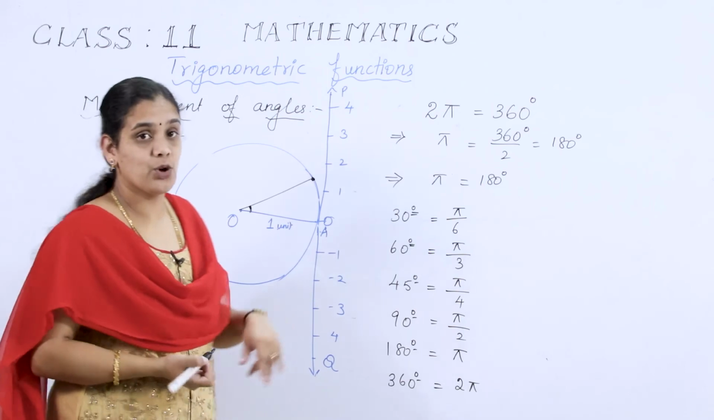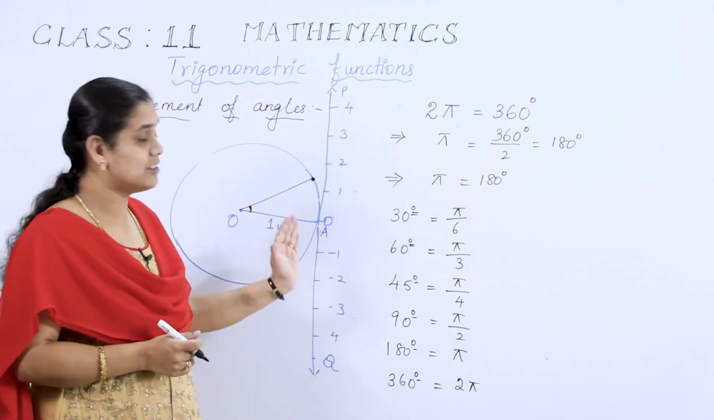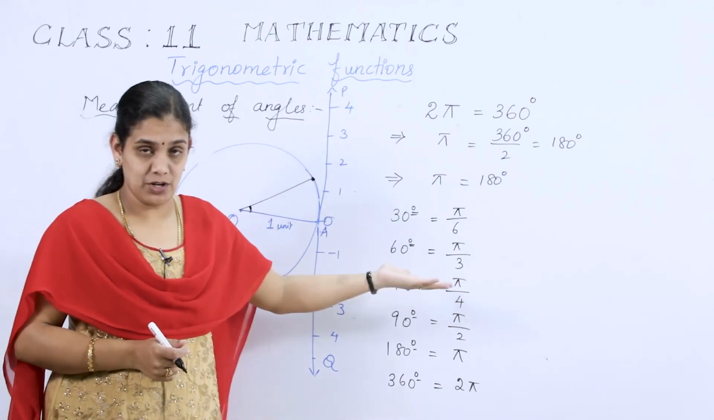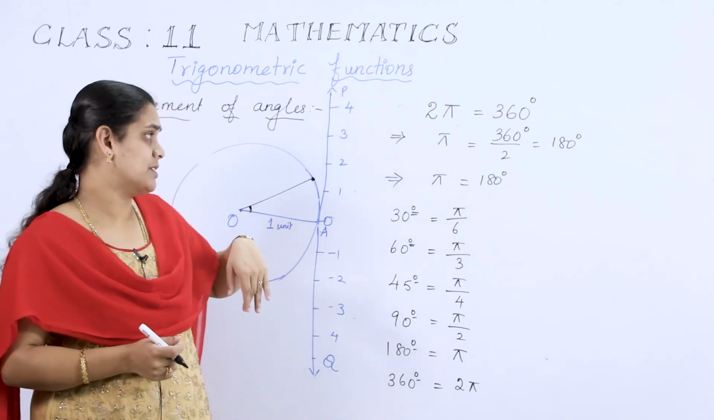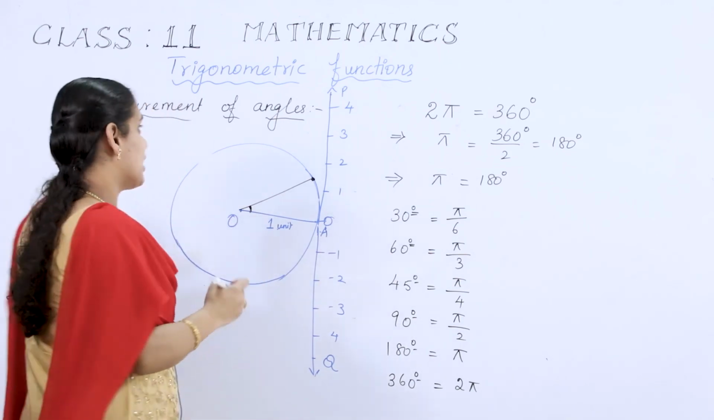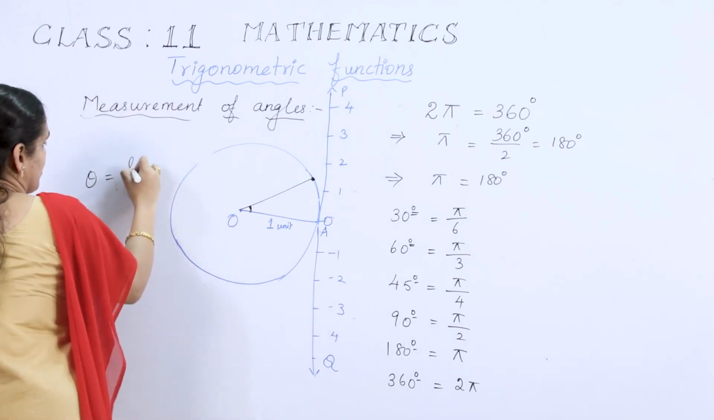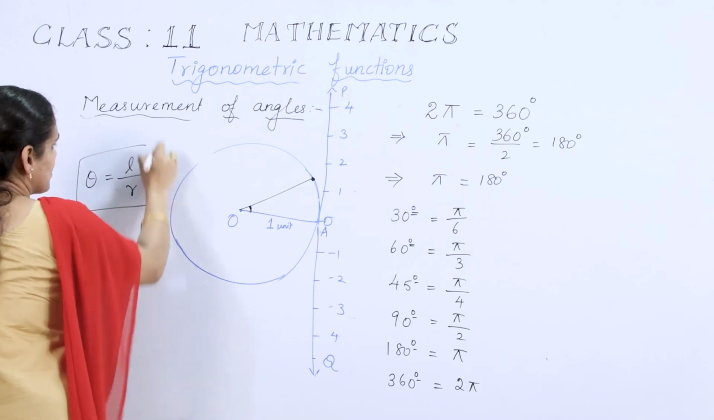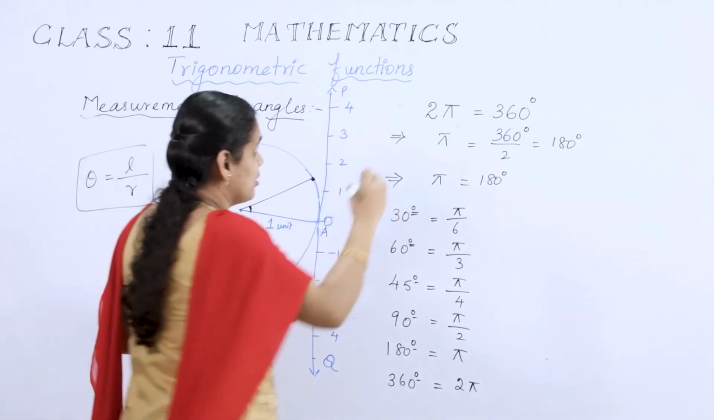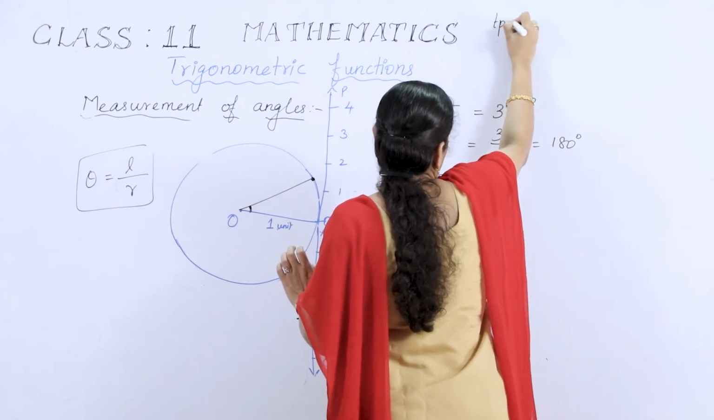In the next class, we are going to learn how to convert radian measure into degree measure and degree measure into radian measure, and also, using the formula theta equal to L by R, we are going to solve some problems.